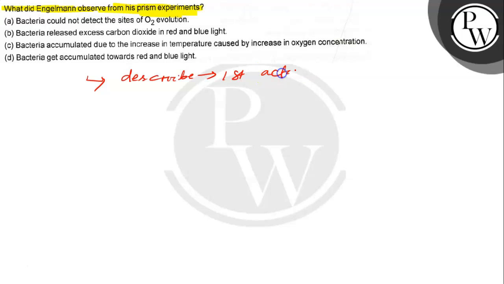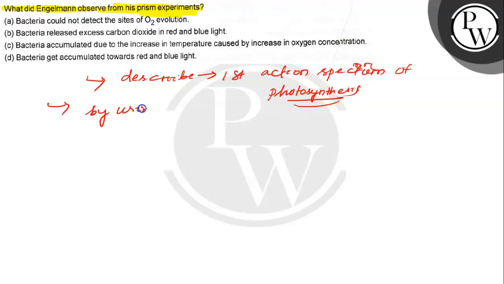The first action spectrum of photosynthesis. And he explained this spectrum of photosynthesis by using a prism.